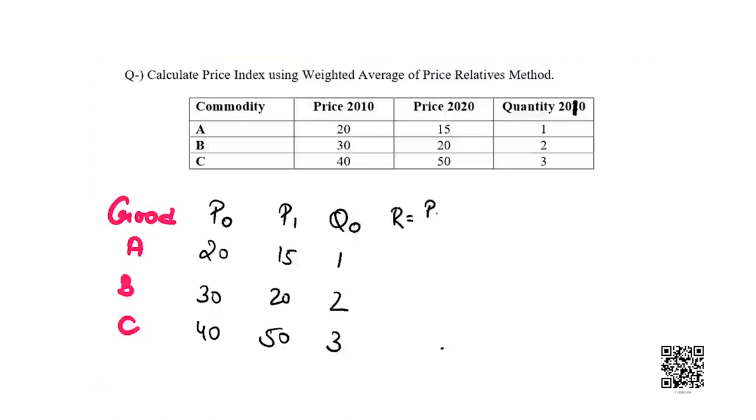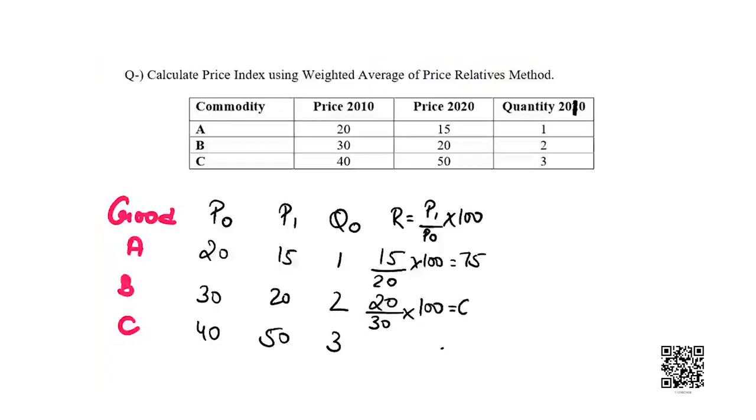So let us first calculate the price relative, which is obtained by using the formula P1 by P0 into 100. So this is 15 by 20 into 100, which is 75. Then we have 20 by 30, the price of the current year upon the price of the base year, into 100. Then we have 50 upon 40 into 100. So this will be 125.